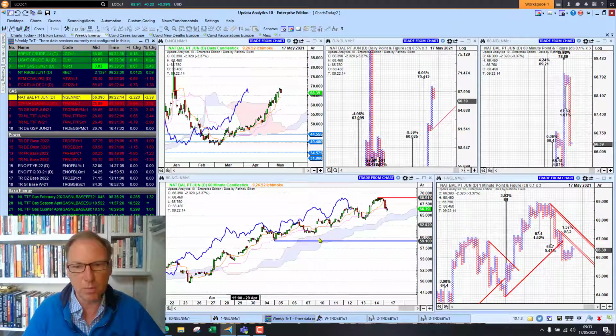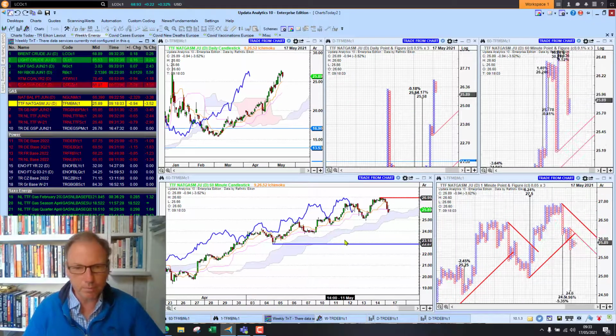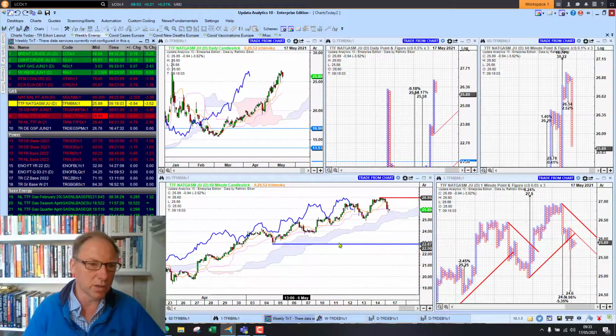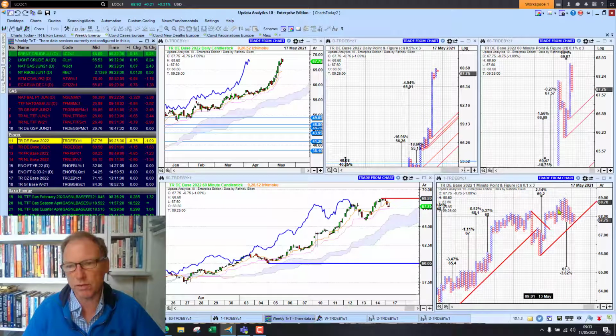MBP down 3%. Weak start to the week, but the trend is still looking pretty strong. The same with TTF Dutch gas. It's looking stronger there as well. German power is down 1% this morning. We are still looking very bullish, but just waiting for upside targets.